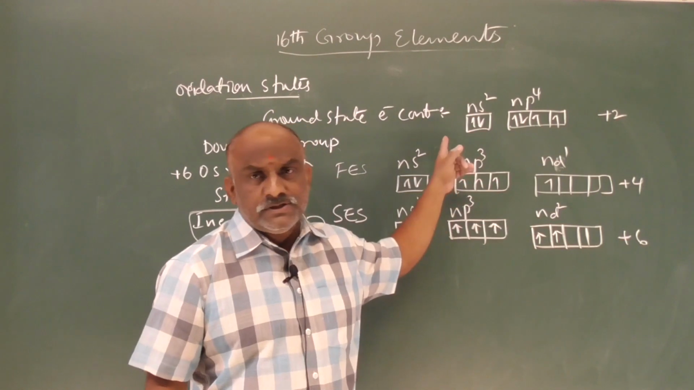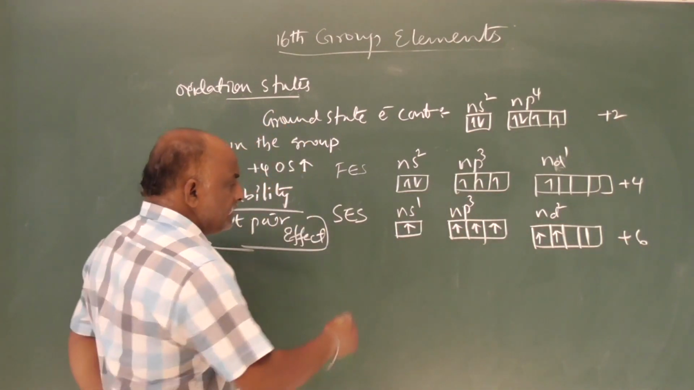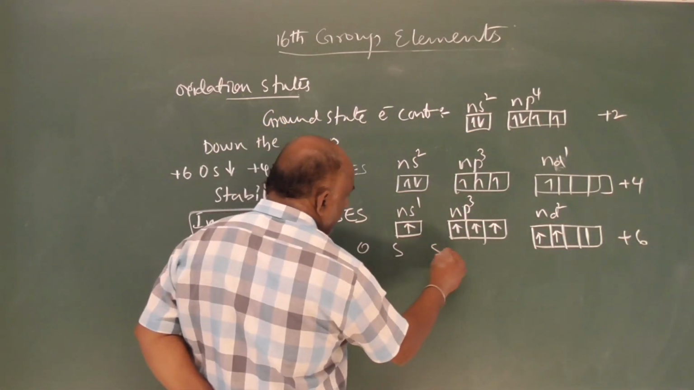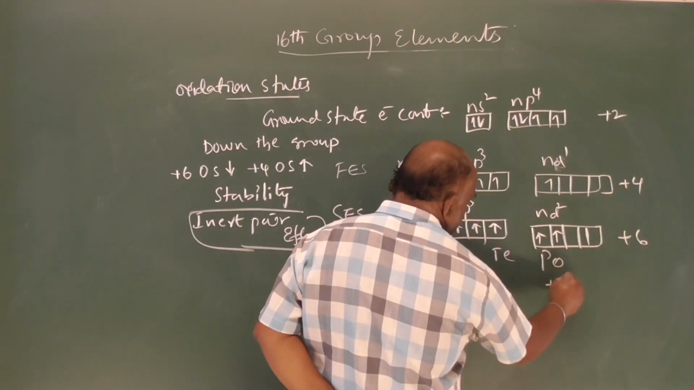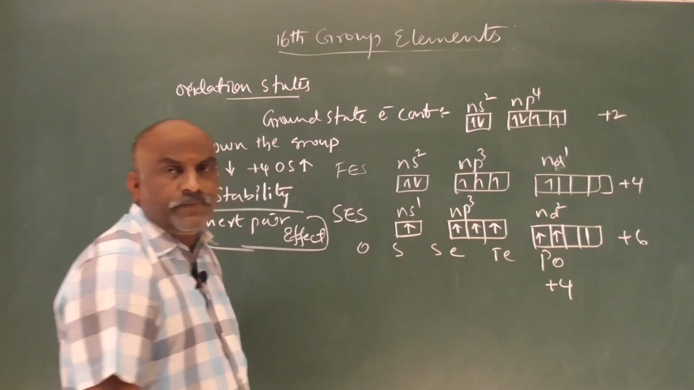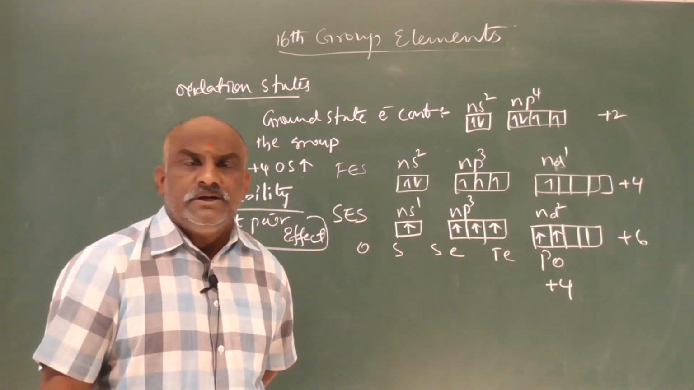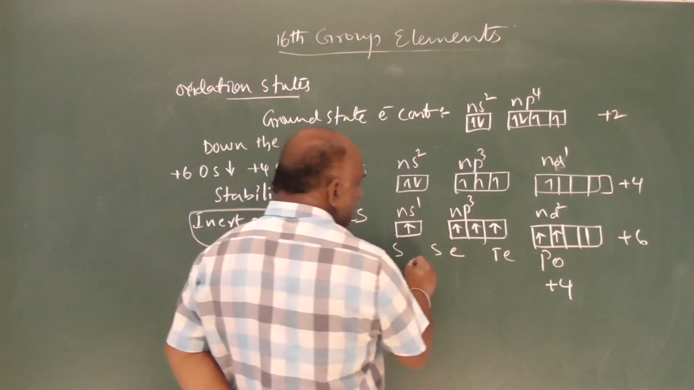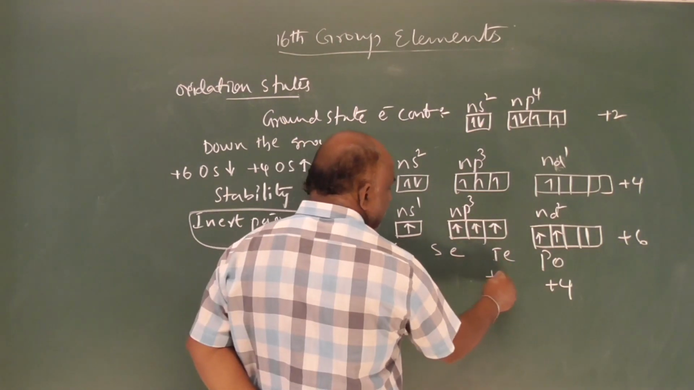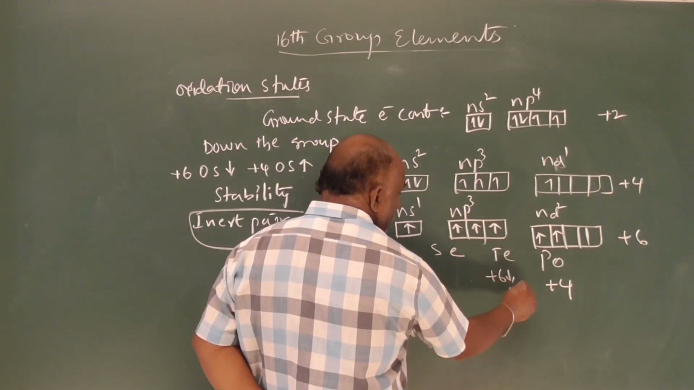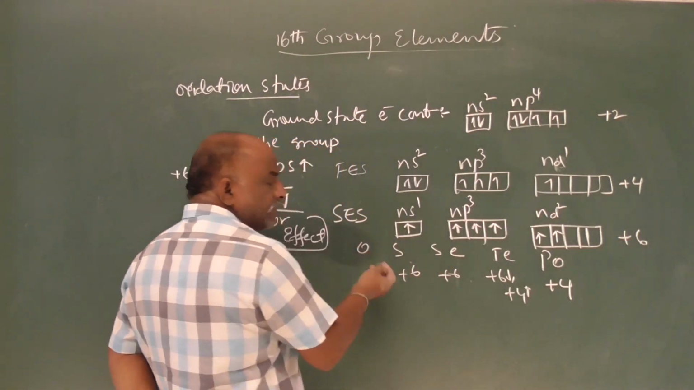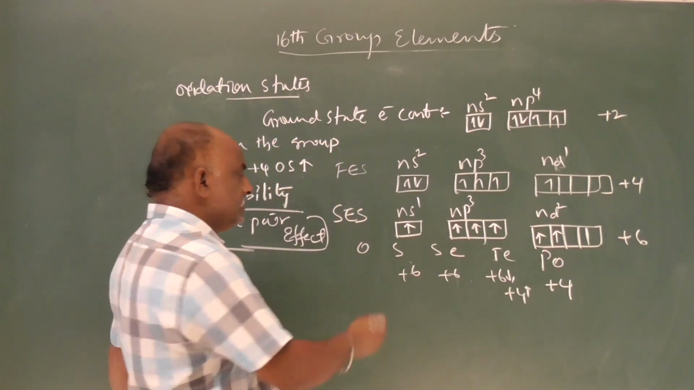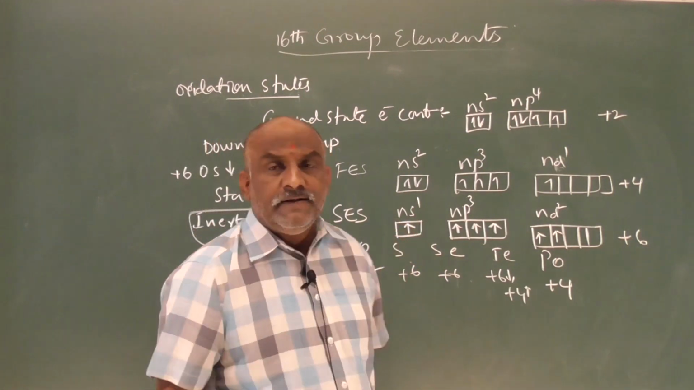It is the 6th group. The 6th group means oxygen, sulfur, selenium, tellurium, polonium. Polonium's stable oxidation number is +4 only. While going to selenium and tellurium, +6 decreases and +4 increases. Here +6 is stable, but in oxygen there is no formation of +6. Oxygen is -2 only. Clear?